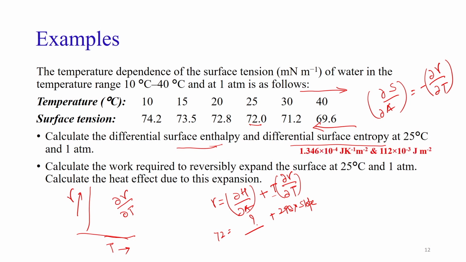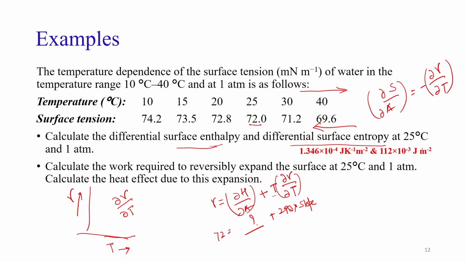So, this is exactly the negative of the slope. So, it means the slope will be coming minus 1.346 into 10 to the power minus 4 joule per Kelvin per meter square, and this is the delta H upon delta A, 112 into 10 to the power minus 3 joule per meter square.